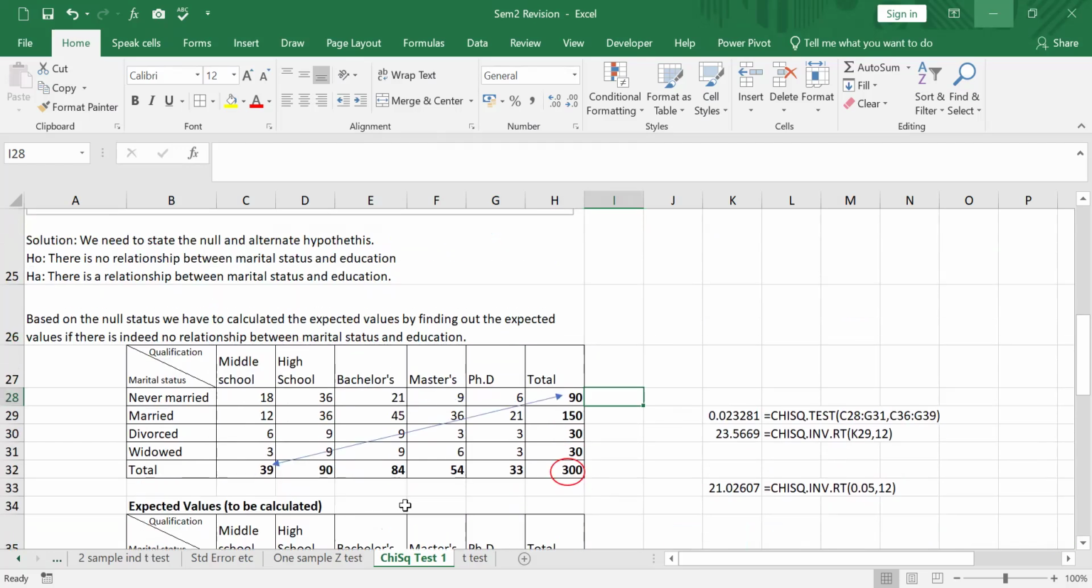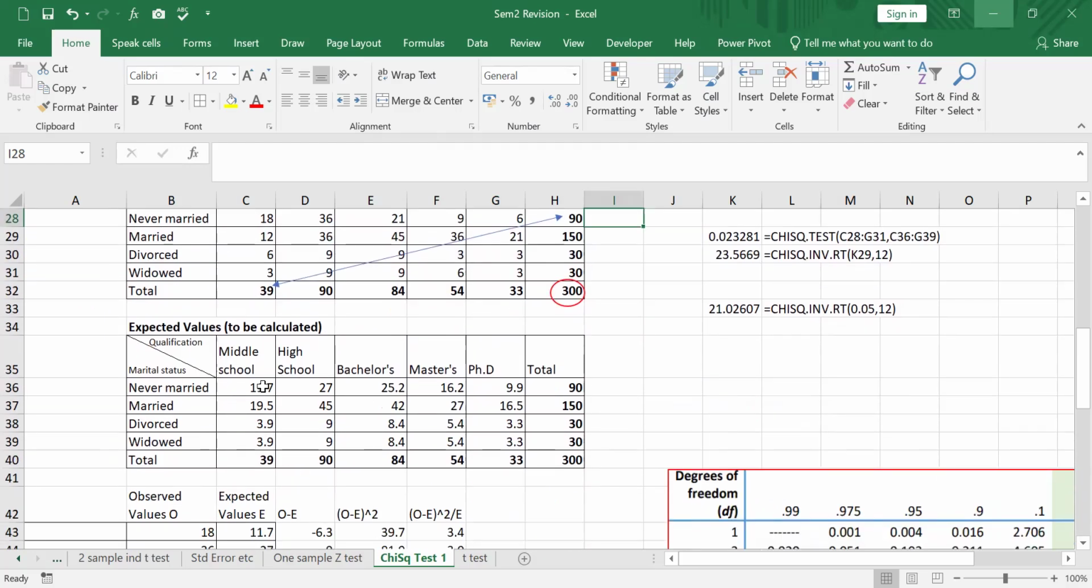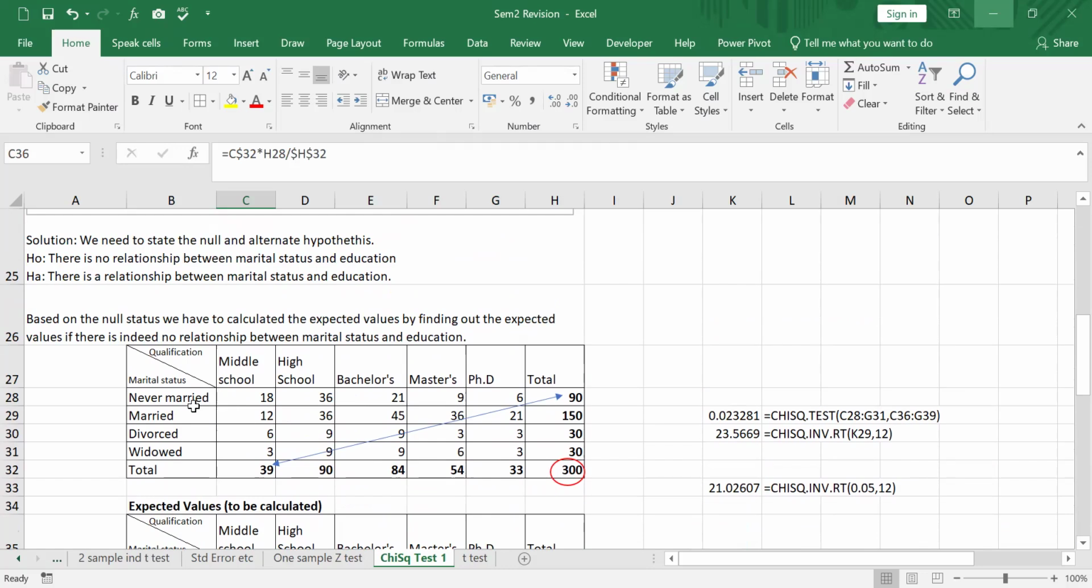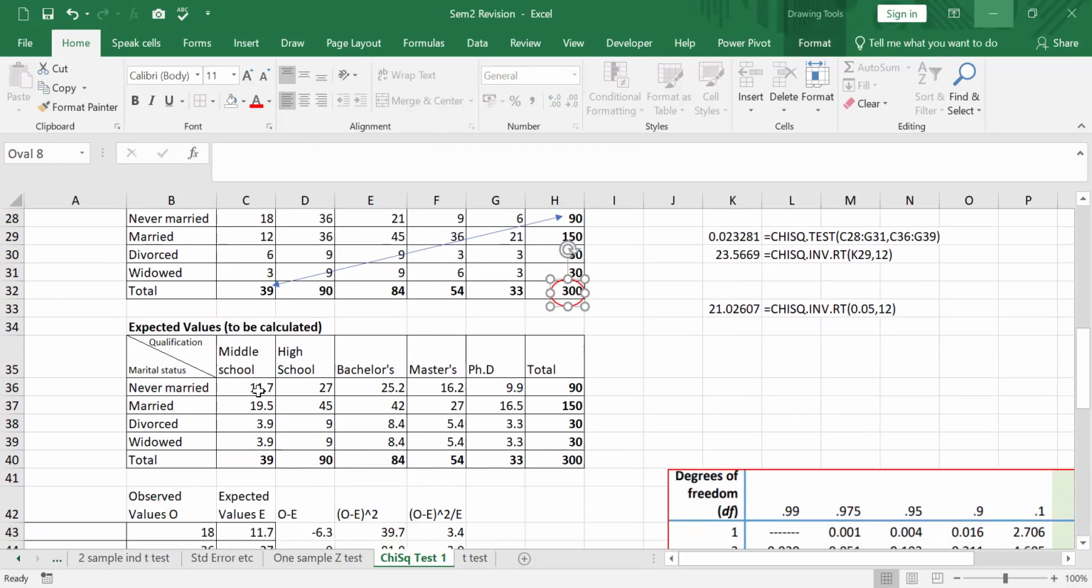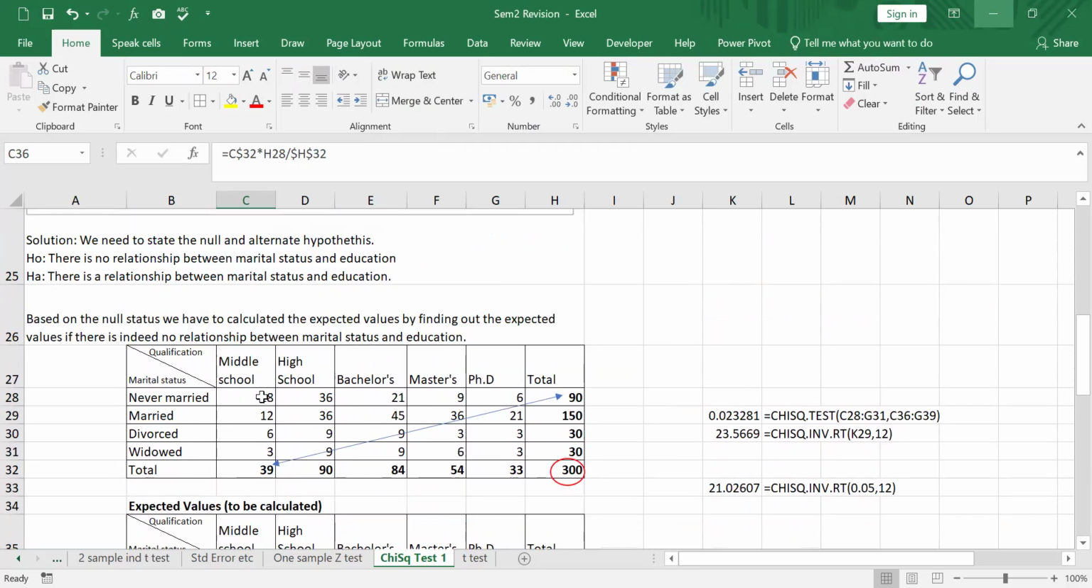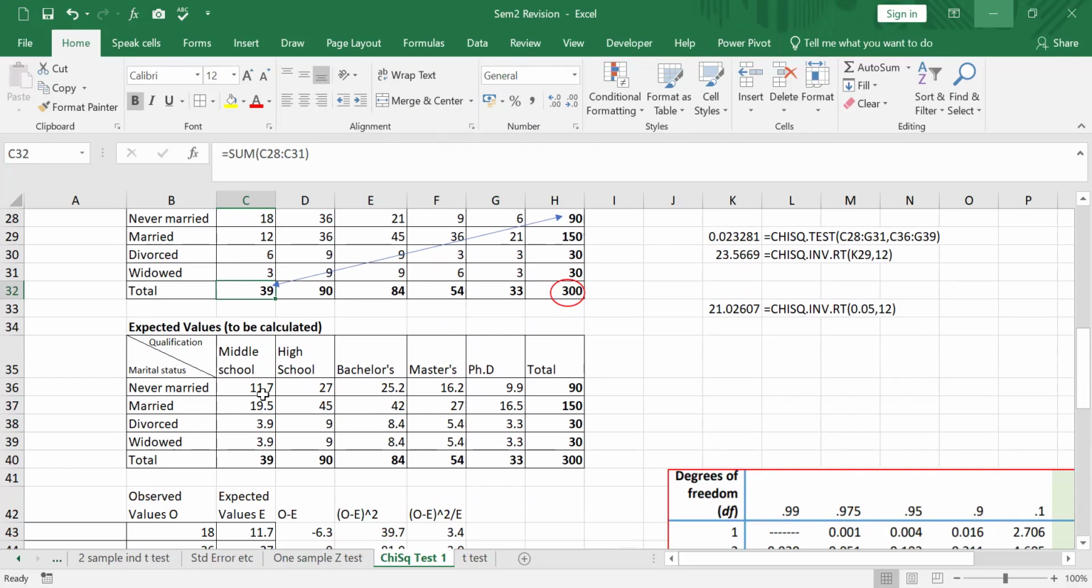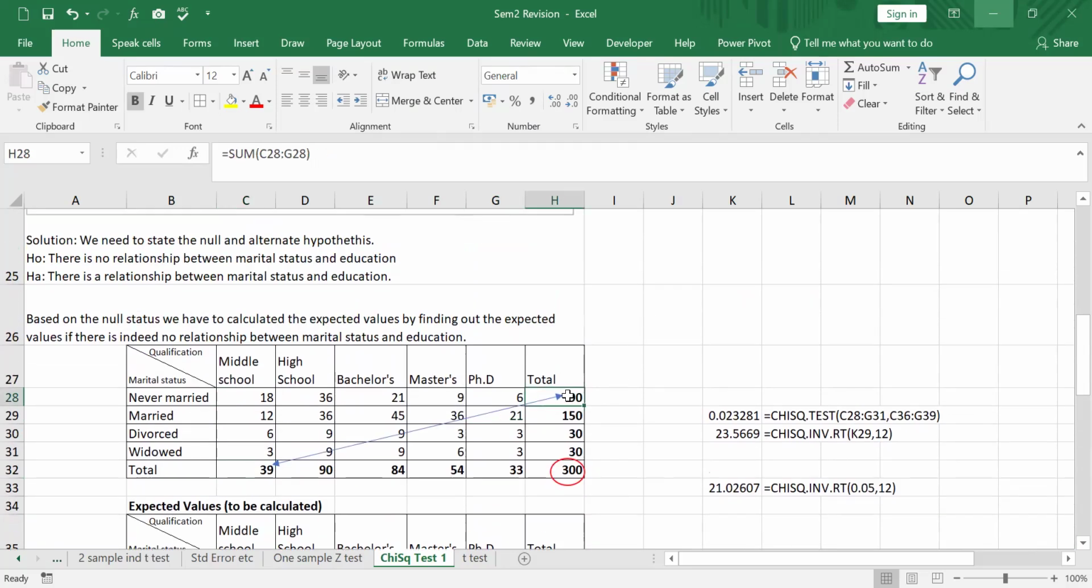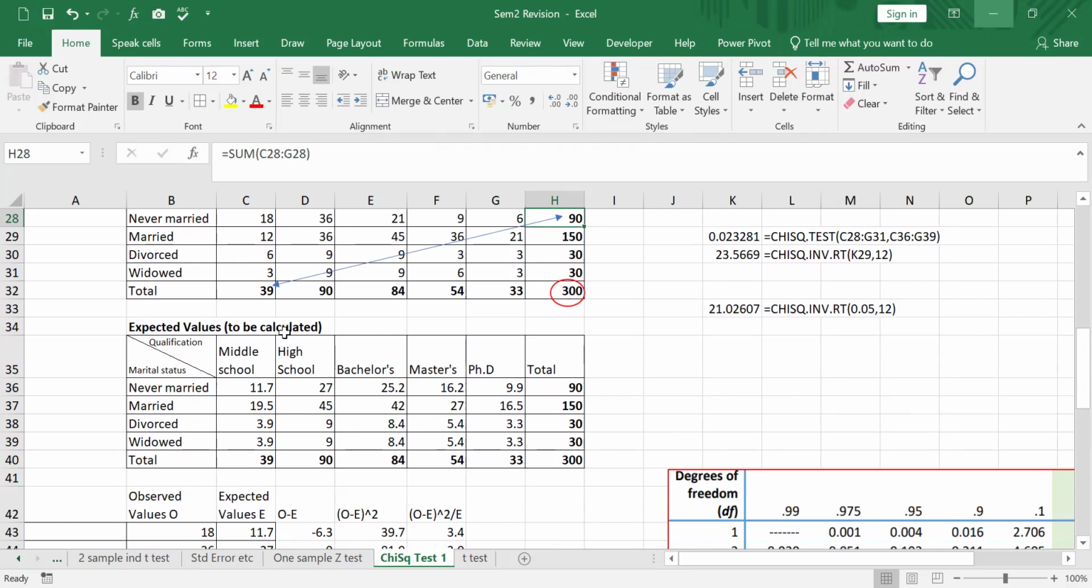Now, how is it done? For example, the corresponding value for middle school, never married, is the column total times the row total divided by the grand total. Shown here: 39 to be multiplied by 90, to be divided by 300. Just shown here: C32 to be multiplied by H28, divided by 300.